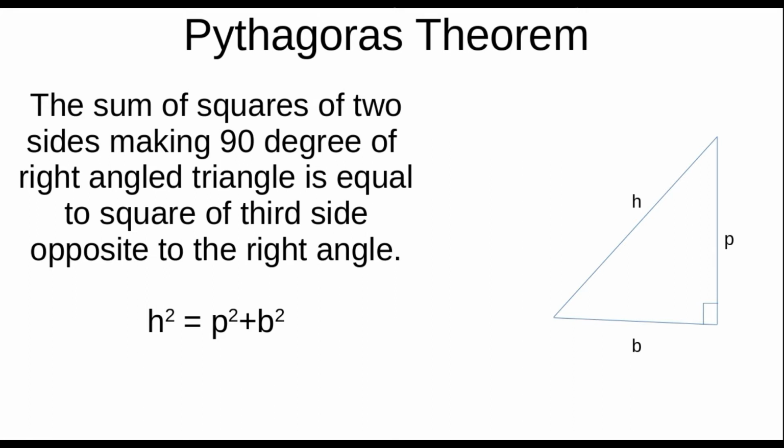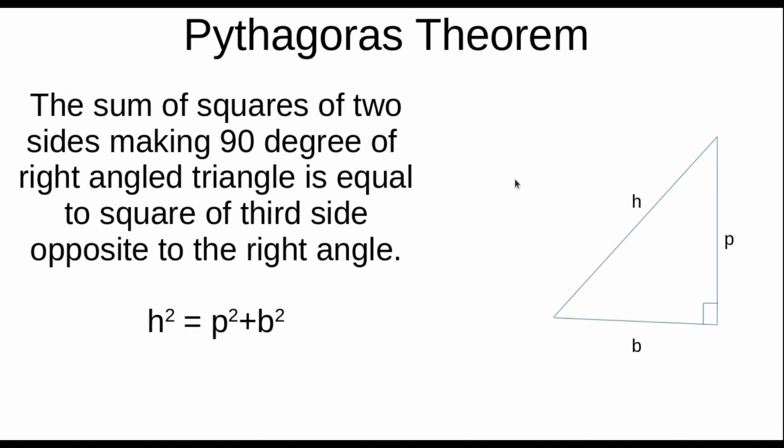That is, for a given right angle triangle having sides P, B and H, Pythagoras theorem says that the square of H is equal to the square of B plus the square of P. This is called Pythagoras theorem. And you can see the figure. Two sides make an angle of 90 degrees, and the third side, h, is just opposite to the 90 degree angle, so that h square is equal to p square plus b square. This is called Pythagoras theorem.